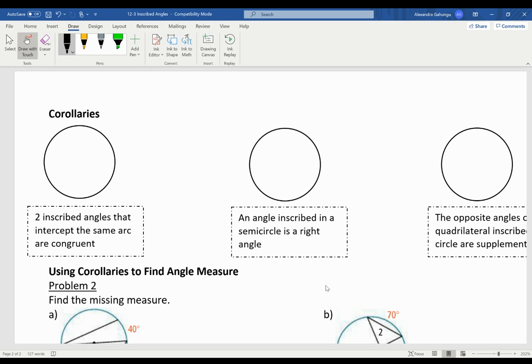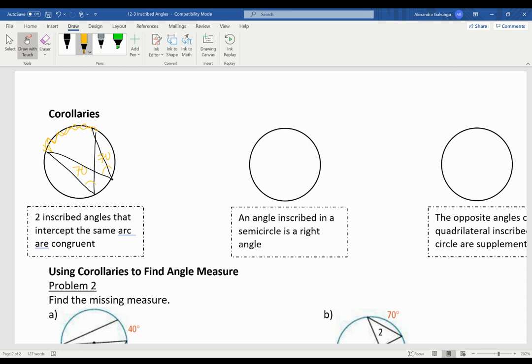All right, this is 12-3, video number 2, and we're talking about the corollaries of our inscribed angles. The first one says two inscribed angles that intercept the same arc are congruent. So if we have this inscribed angle, and this is our intercepted arc, and we have another inscribed angle that has the same intercepted arc, that means those angles are going to be congruent. Since they have the same intercepted arc, those angle measures are going to be the same.